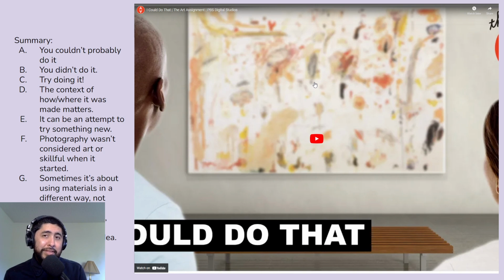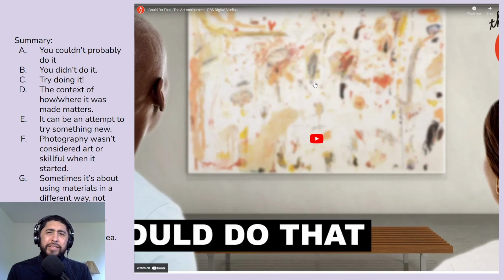They might be famous already. They might have a fantastic body of work that they've done beforehand that you might love. Like again, Picasso's a good example. When he was a child, his paintings were better than anything I'll probably ever be able to do, and he was able to move to his weird abstract paintings, right? But he was extremely skilled. Photography wasn't considered art or skillful when it started.